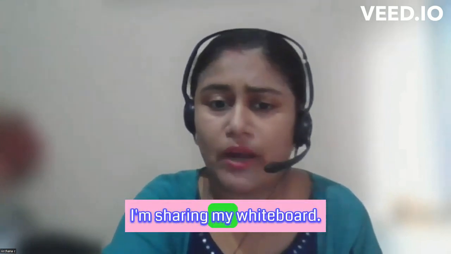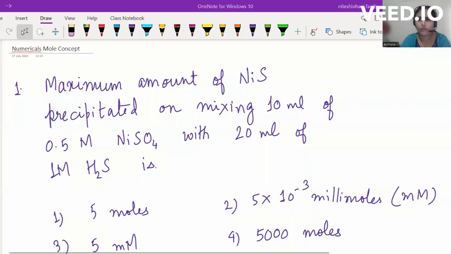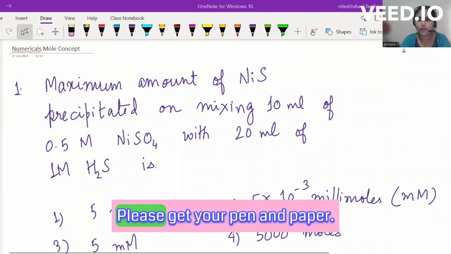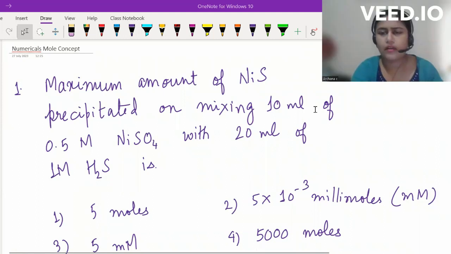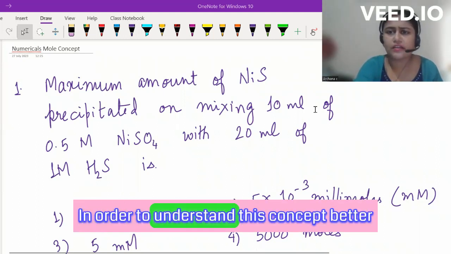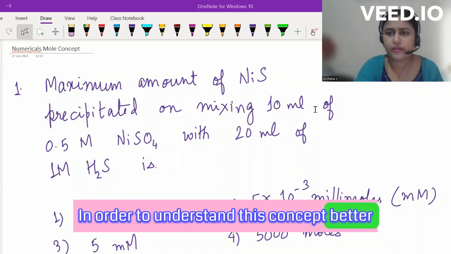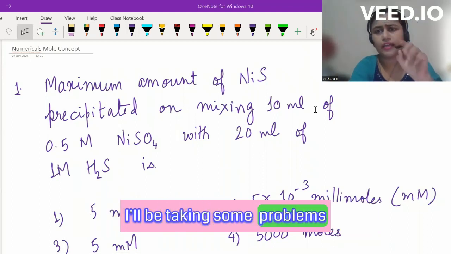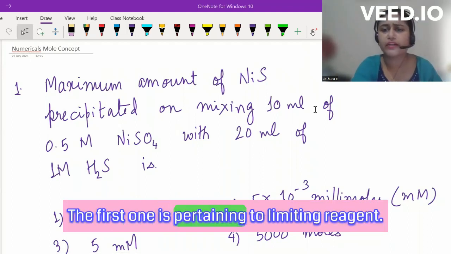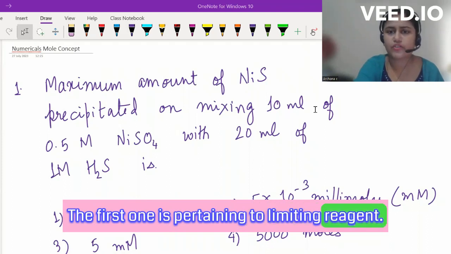I'm sharing my whiteboard. Please get your pen and paper in order to understand this concept better. I'll be taking three types of problem. The first one is pertaining to limiting reagent.